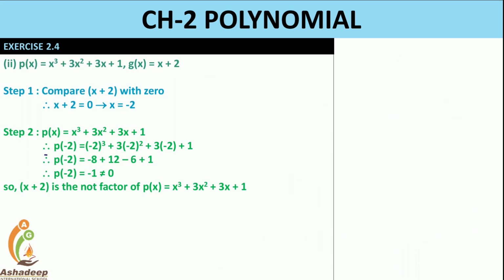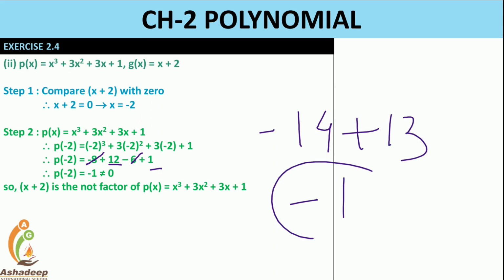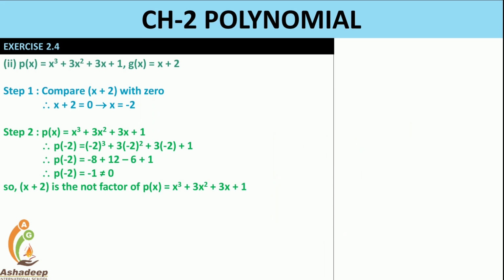So p of minus 2 here. Wherever you see x, you need to put minus 2. Minus 2 cube, minus 2 square, and minus 2. Minus 2 cube is minus 8. 2 square is 4, 4 threes are 12. Here 3 twos are minus 6 and plus 1. See, so minus 8, minus 6, minus 14. 12 plus 1, 13. The answer is minus 1. So minus 1 is not equal to 0.